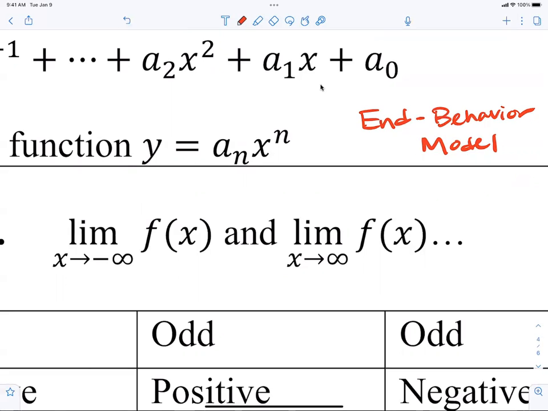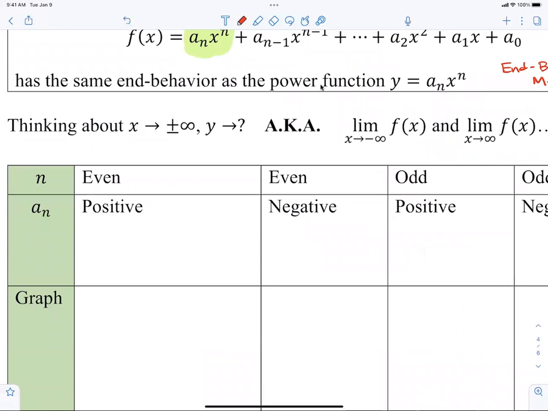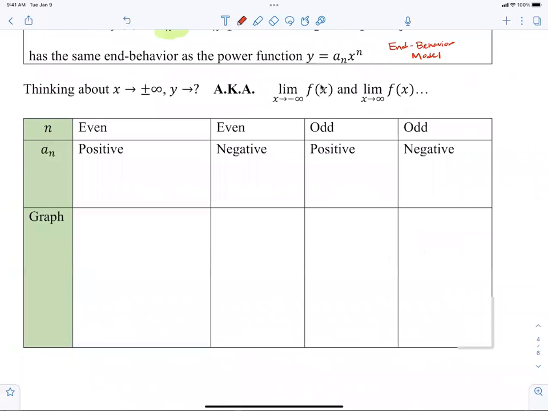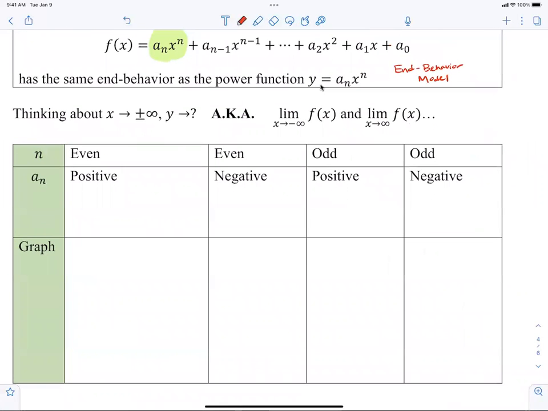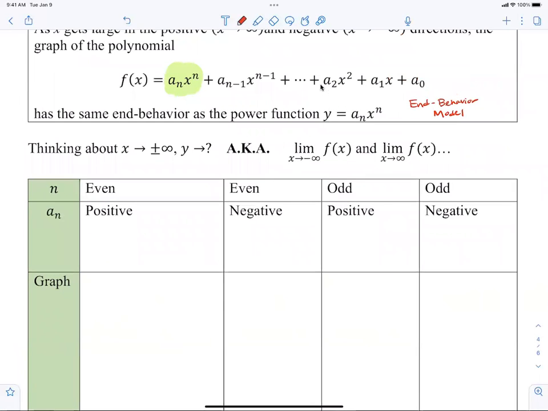We're not going to yet use this notation. We're going to use just the arrows for now and think about what y is approaching, or what the function is approaching, as x approaches positive or negative infinity. So we're going to fill in this chart to go over the rules that you could reference or memorize. So n again is the degree. A sub n represents the lead coefficient.